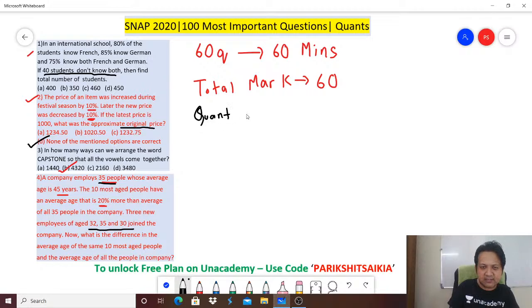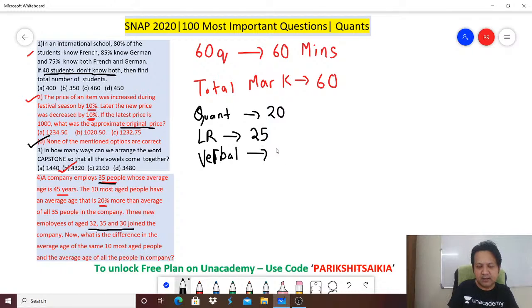Quants, how many questions? There are 20 questions, 20 marks. LR, 25 questions, 25 marks. And verbal, 15 questions, 15 marks. Right? So there is no sectional cutoff as such.